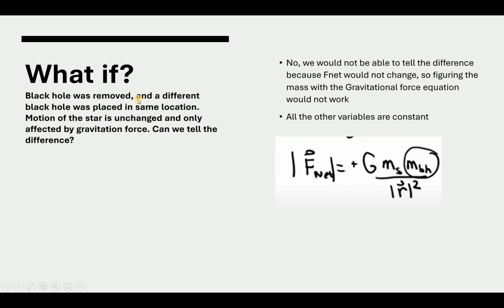And what if the black hole was removed and a different black hole was placed in the same location? Motion of the star is unchanged and only affected by gravitational force. Can we tell the difference? And the answer is no, because F net would not change since the motion of the star is unchanged. And all the other variables are still the same. So G would be the same, mass of the star would be the same, and the distance between the two objects would also be the same.